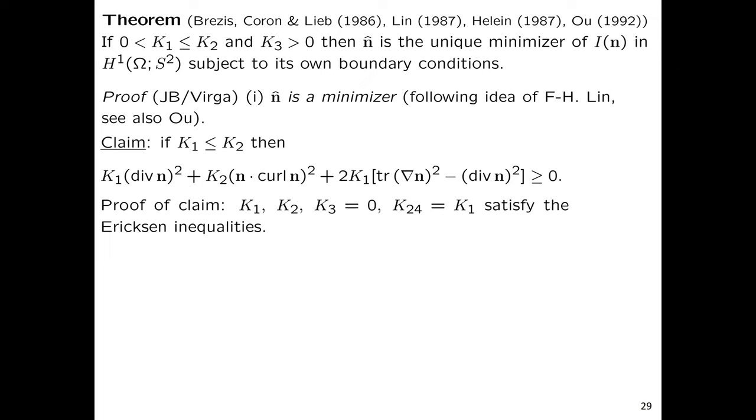Okay, so anyway, the observation that we make, which just makes things a little bit quicker, is that if K1 is less than or equal to K2, then this inequality holds. And the trick is to just notice that we can apply the Ericksen inequalities to this. We imagine that this is a liquid crystal, and so K3 is zero, there's no term in n cross curl n length squared. K24 is K1, so we have 2K1 here. And so by the Ericksen inequalities, K1 is less than or equal to K2, and they're both less than or equal to K24, which is 1.